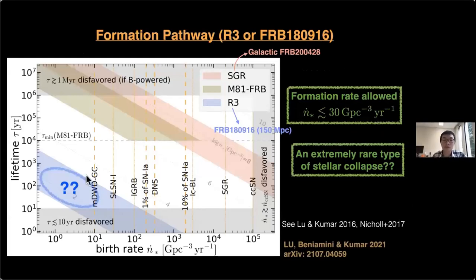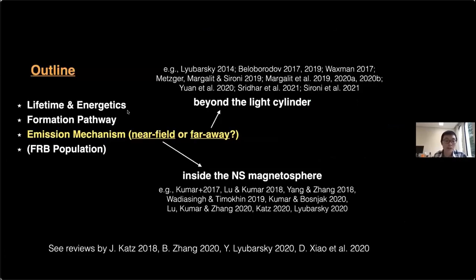This is related to the formation pathway of R3, which many of you may also be very interested in. R3's number density is tiny, so the birth rate must be very small, and the lifetime cannot be shorter than 10 years. So you can see that their formation rate is less than about 10 per gigaparsec cubed per year. So it's unclear what extremely rare type of stellar collapse made that.